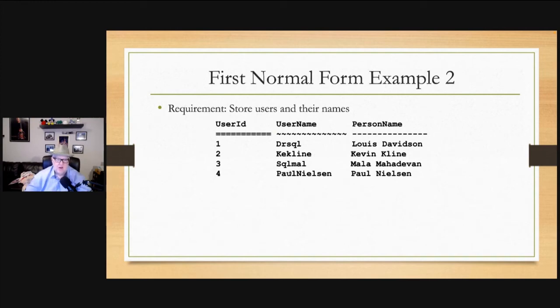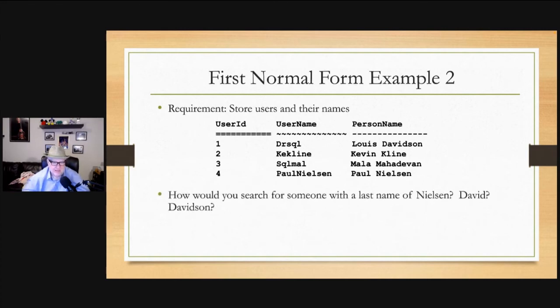If all your searches are on Dr. SQL or Lewis Davidson or K.E. Klein or SQL Mal or Paul Nielsen, all of their first names, okay, we're okay with this. If all the time you want to search, you would search for Lewis Davidson, that's totally fine too, if that's the 80th percentile at least. That's fine. But what happens when you want to search for somebody with a last name? Well, that's where this structure falls down.